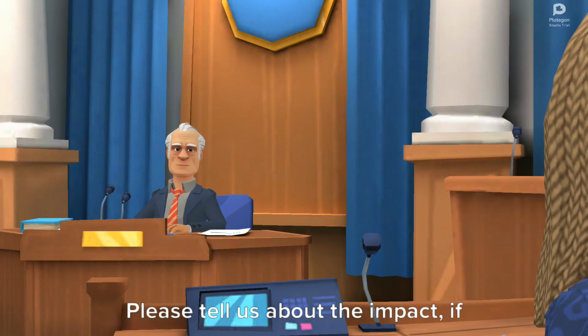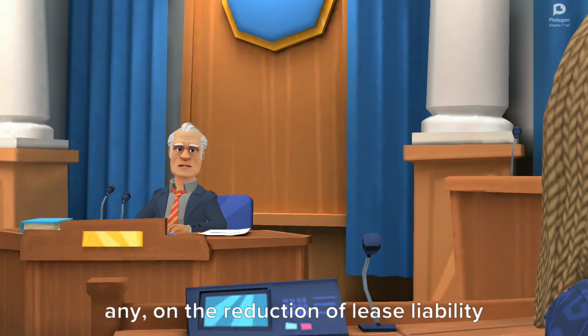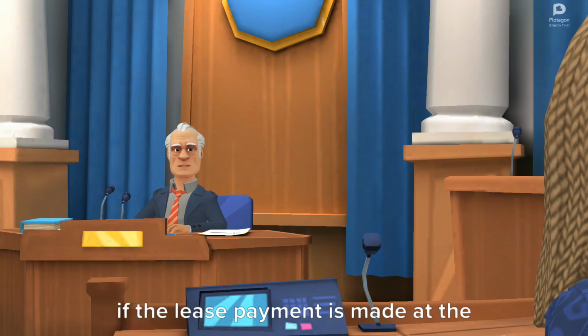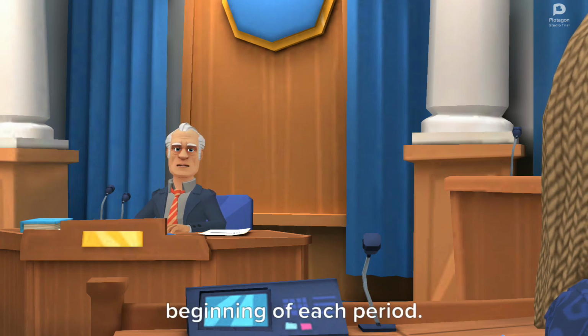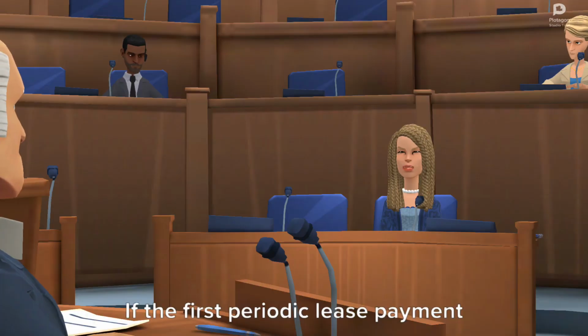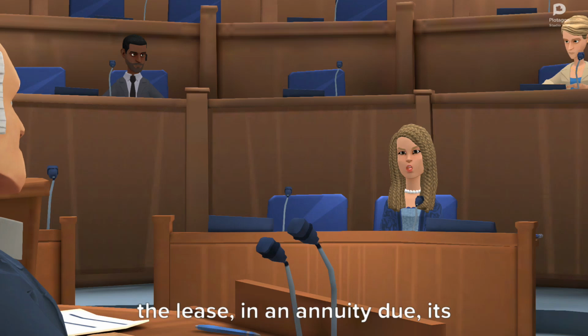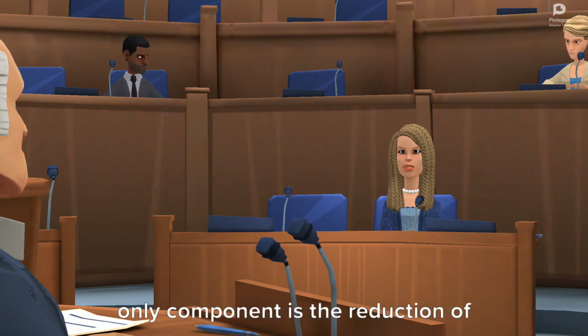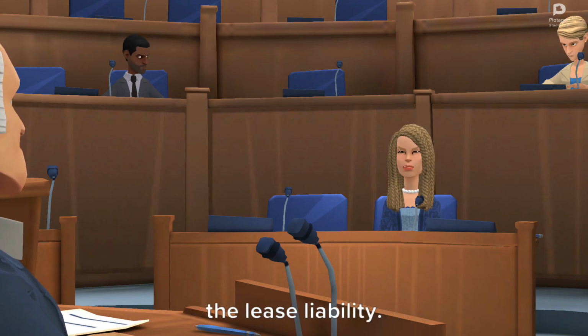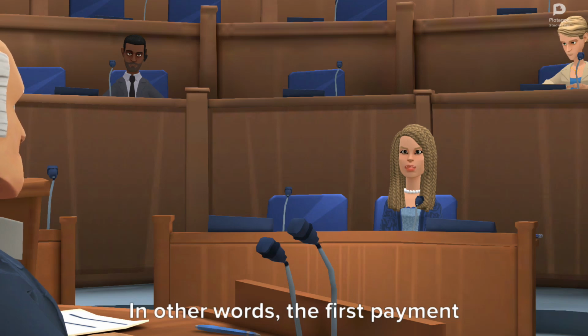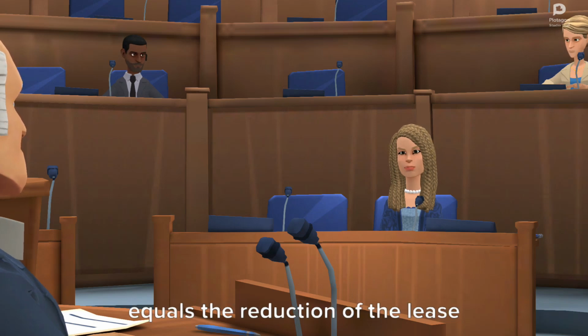Please tell us about the impact, if any, on the reduction of lease liability if the lease payment is made at the beginning of each period. If the first periodic lease payment is made at the commencement date of the lease, in an annuity due, its only component is the reduction of the lease liability. In other words, the first payment equals the reduction of the lease liability.